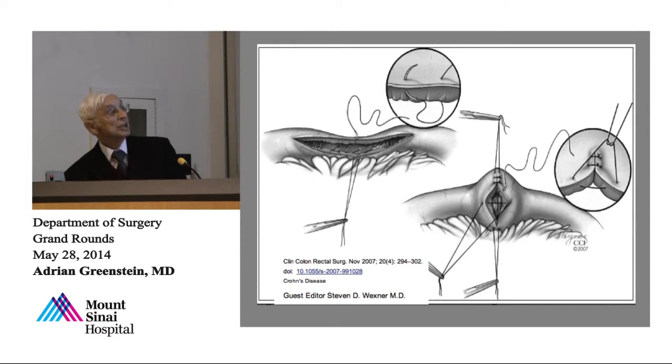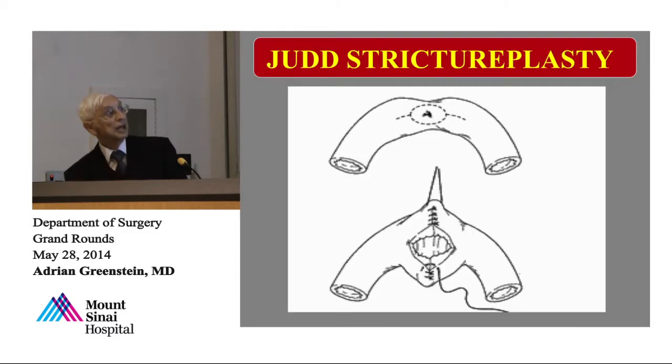This is how the Heinecke-Mikulicz is done: longitudinal incision and a transverse closure. And Judd is the same thing, where you resect the fistula and then you take the normal bowel on either side and do a transverse closure. And this just shows how strictureplasty is done in our patients.